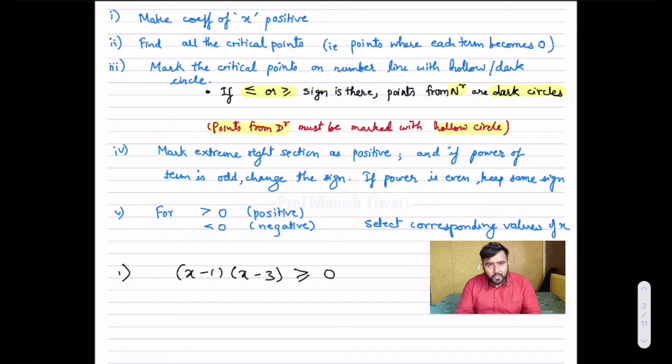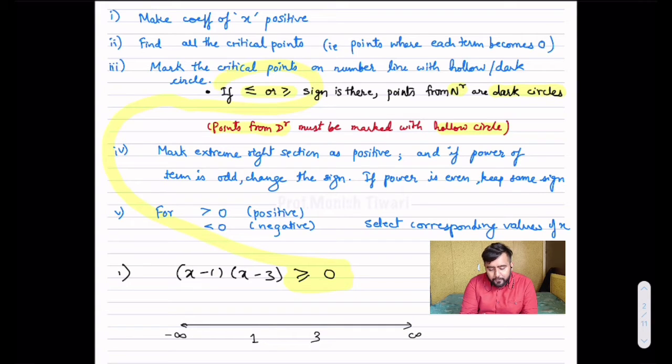So let me draw a number line for you. So this is our number line. This number line is for all real numbers, that is from minus infinity to infinity. Now I have to plot 1 and 3. Now obviously on the left side 1, and on the right side you will have 3. Now we have an equal to sign along with this. Greater than or equal to 0 is given to us. So as I mentioned here, if you have an equal to sign, mark the points with a dark circle.